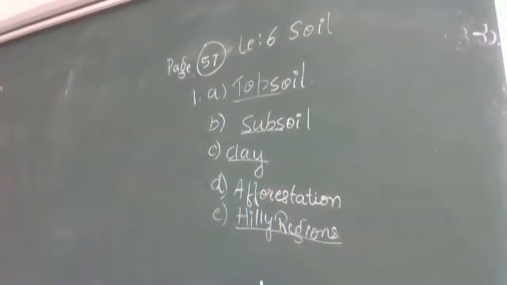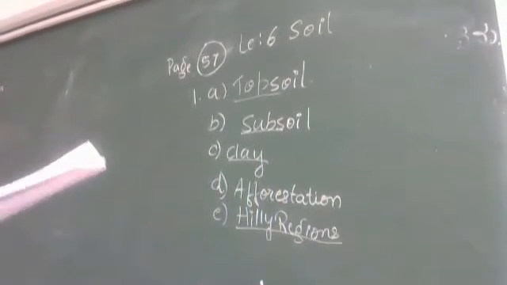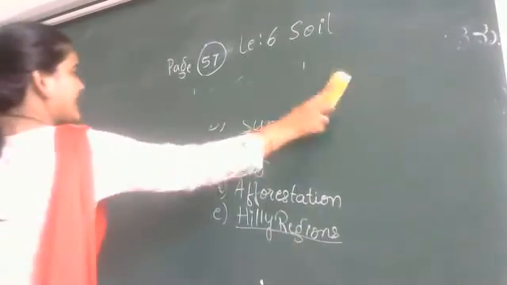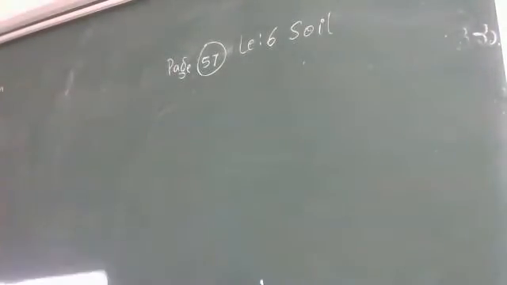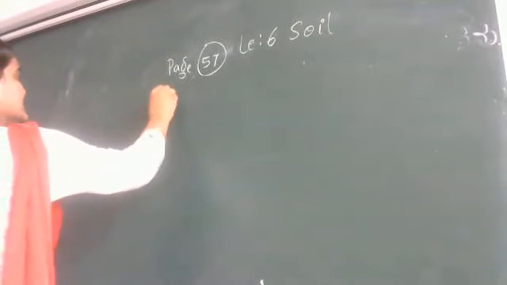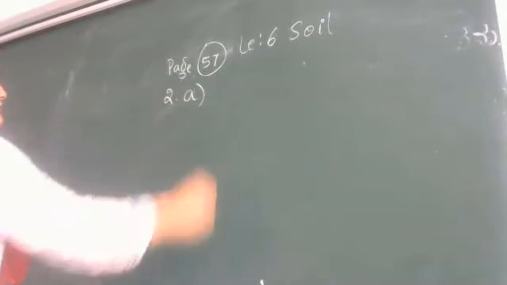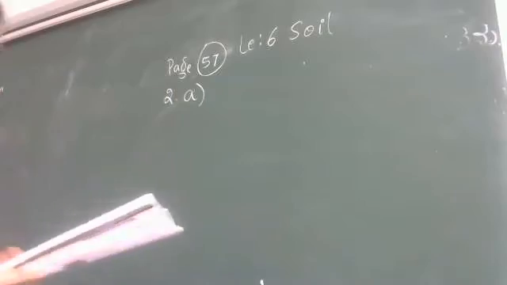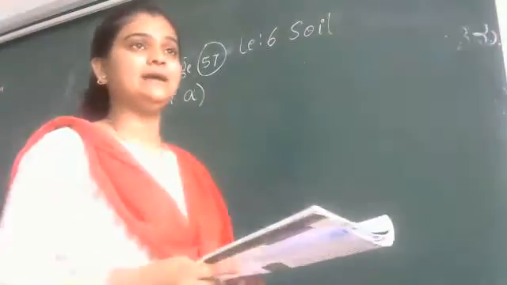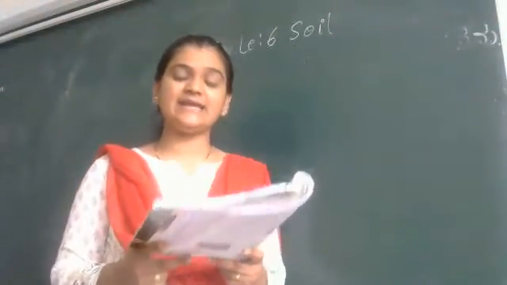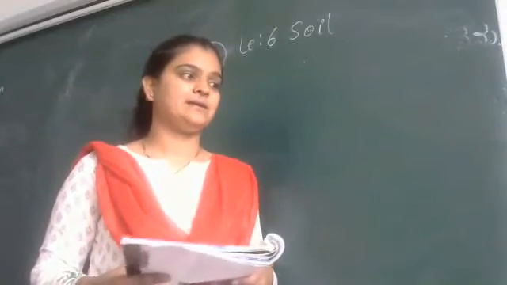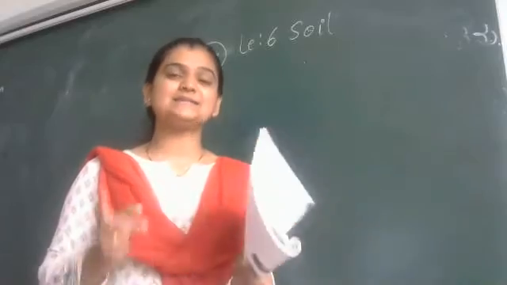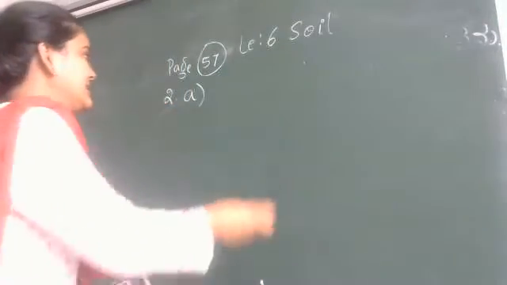Okay, so the second question, fill in the blanks. There are no options, you will have to answer in a word. Okay, second one, fill in the blanks. Humus is formed from the dead and decaying dash and dash. Yes, it is plants and animals.